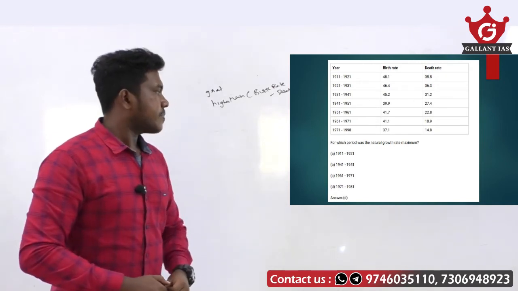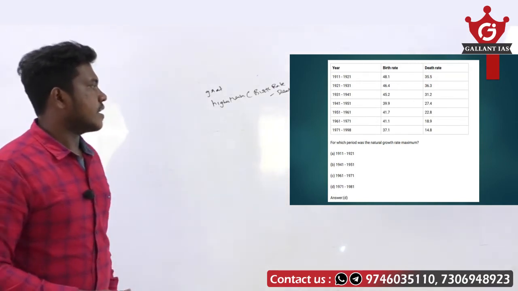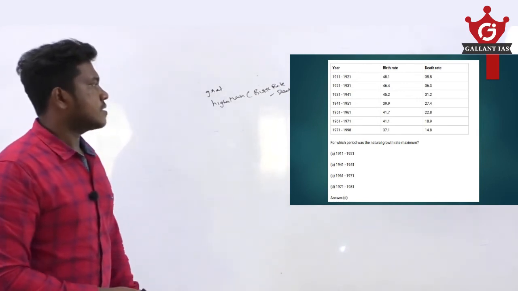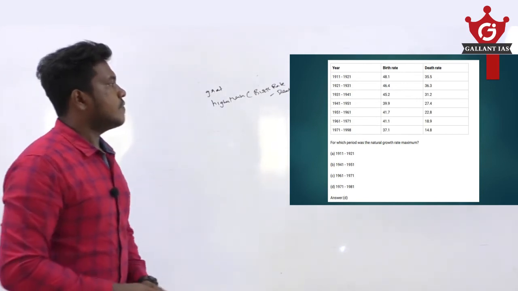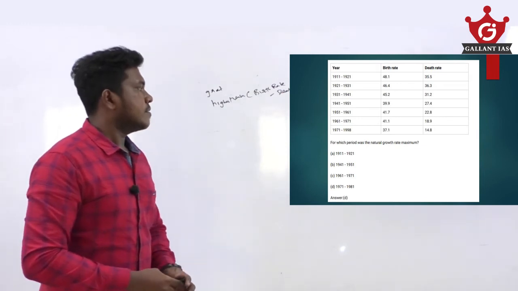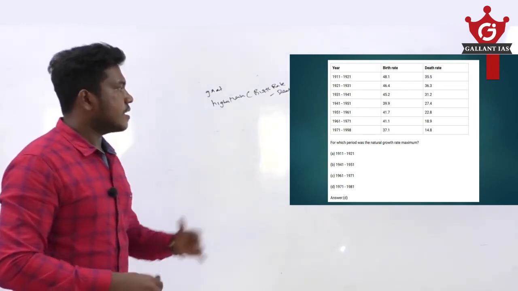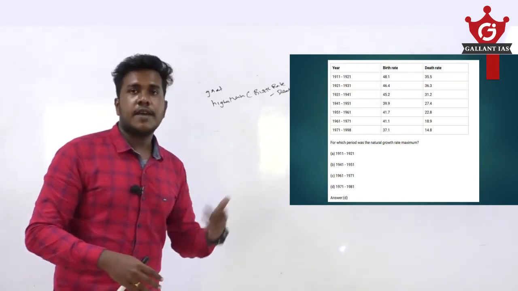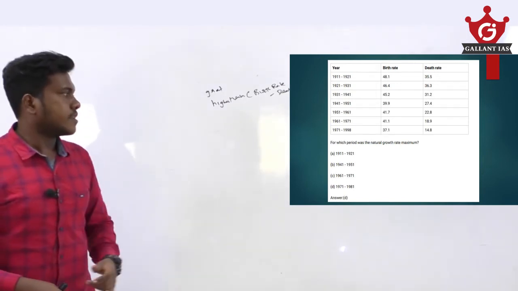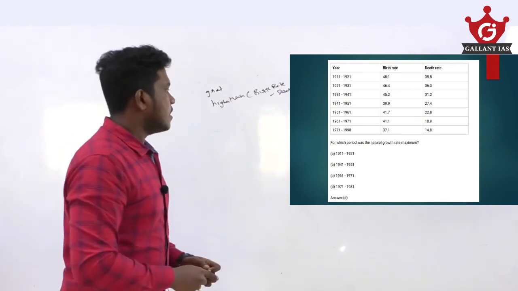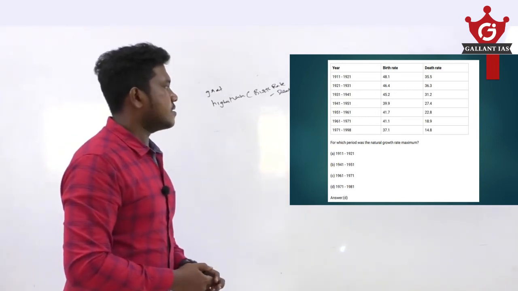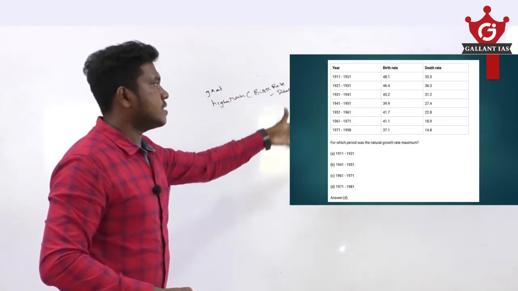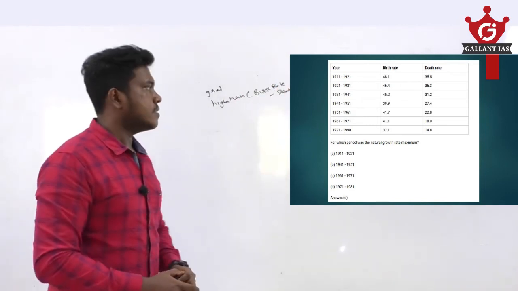So here the answer is given as 1971 to 1981, option D, that is 37.1 to 14.8, and that should be the difference. Birth rate minus death rate value should be high in that case. That's why the answer is D. Anyway, try it by yourself. Otherwise we just subtract the values and check which value is getting higher.